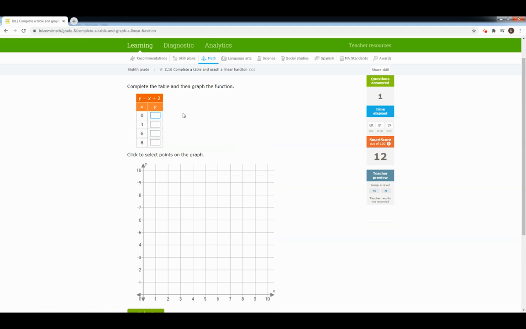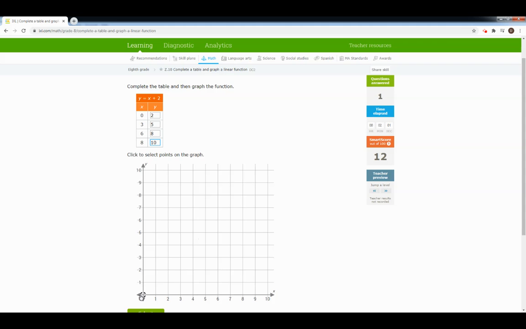Okay. Again, same idea. Now we have x plus 2. So we have 0 plus 2 is 2, 3 plus 2 is 5, 6 plus 2 is 8, 8 plus 2 is 10. Now I'm going to plot.